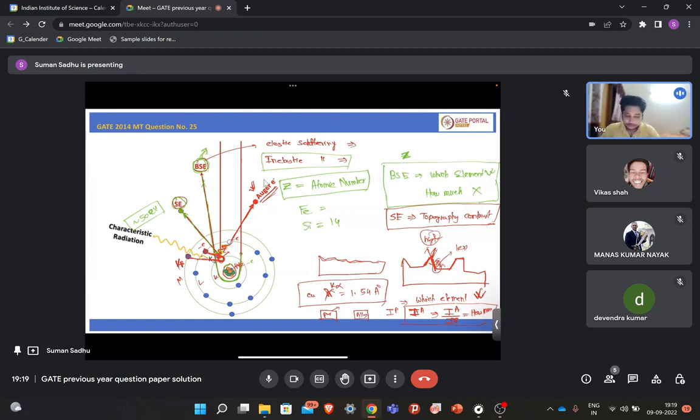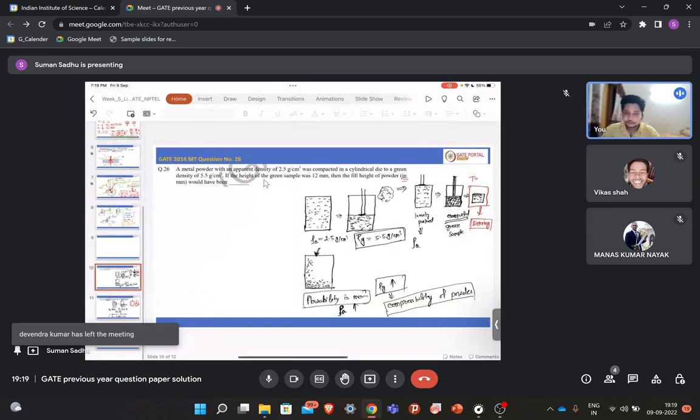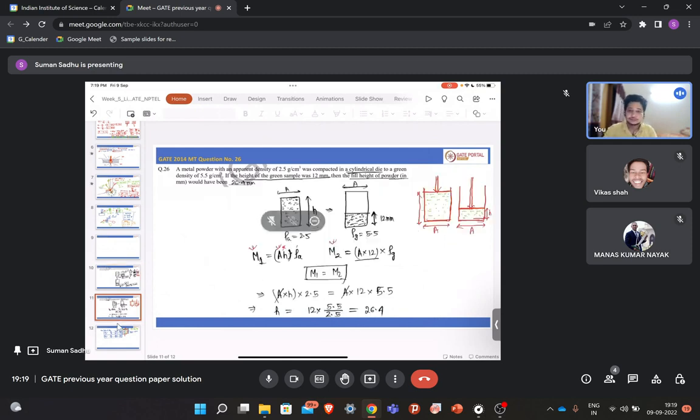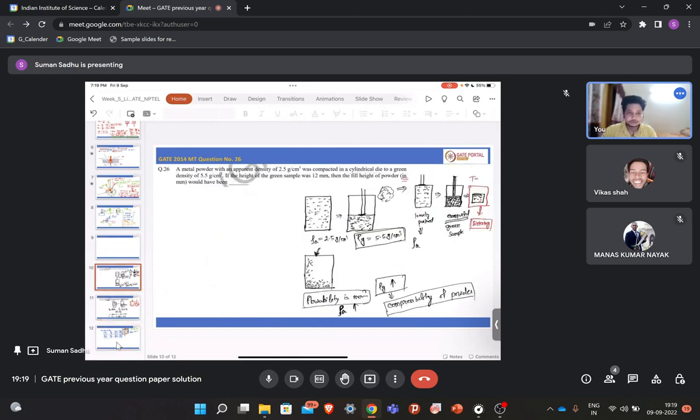So this was the second question, and the third question was this one: the apparent density and the green density of the powder were given, and we had to calculate the fill height. So does anyone have any doubt with these three questions, or are all okay with it?